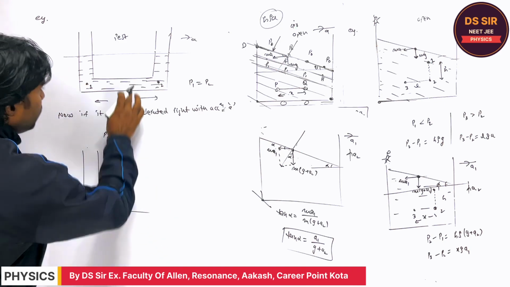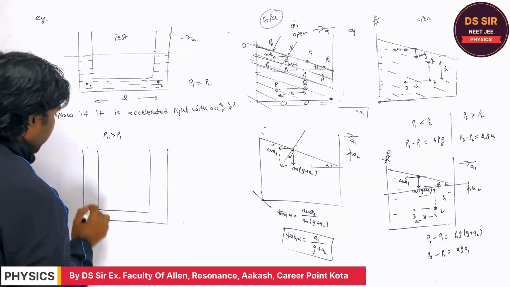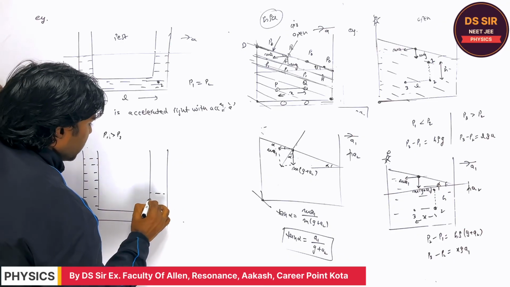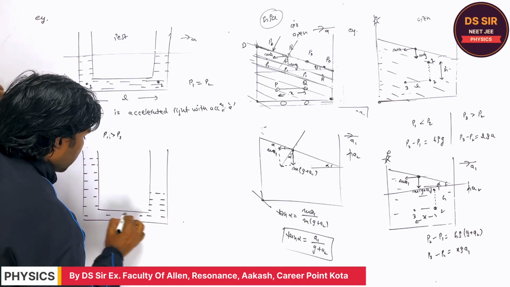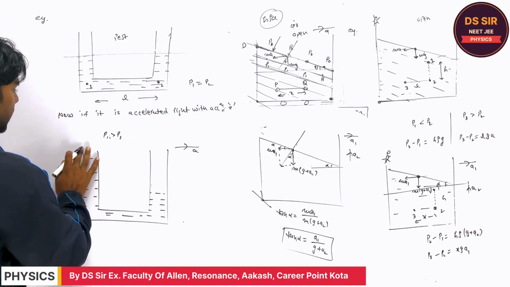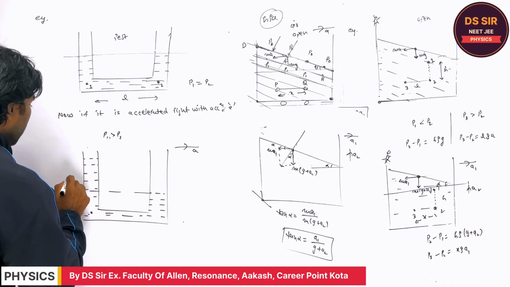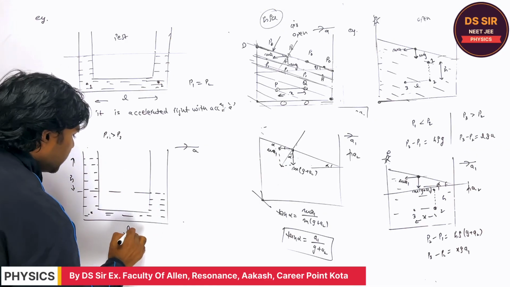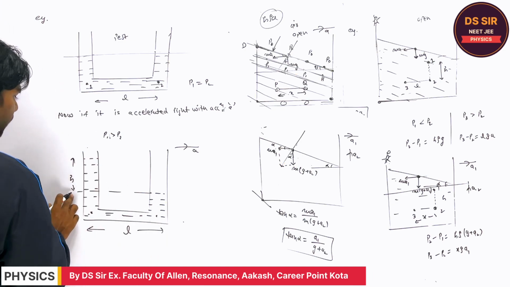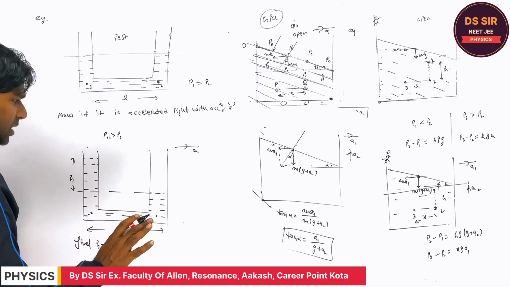The fluid will no more be on the same horizontal level. Rather, the fluid will rise in this arm and it will be lower in the other arm, if it is accelerating in this way. Is it clear or not? And listen to one thing, you have to find the height. If this is L, given L, then find H. I'm writing in short: find H. Is it clear or not?